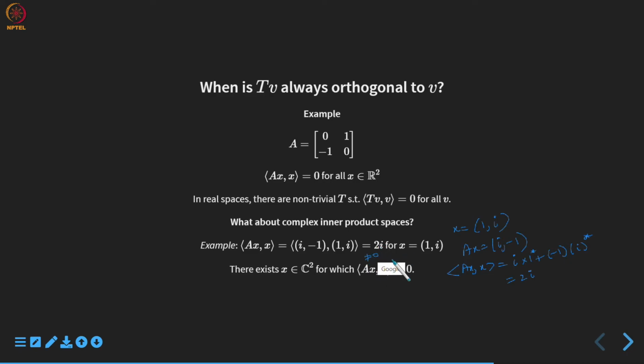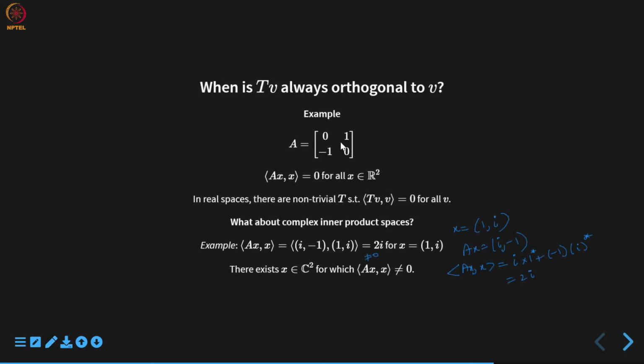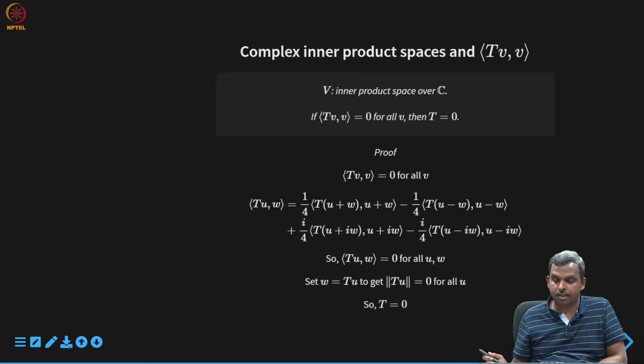Okay, so the same matrix as before in a real space gives you Ax, x is 0 for all x real, but if you allow for x complex, you end up getting something non-zero. So there exists something complex for which Ax, x is non-zero. So what's going on in complex inner product spaces? And here is the interesting result.